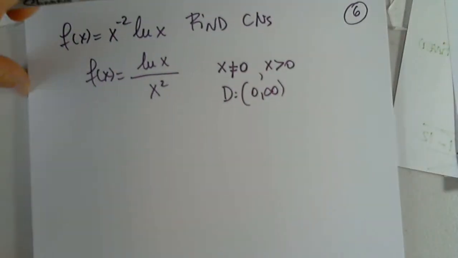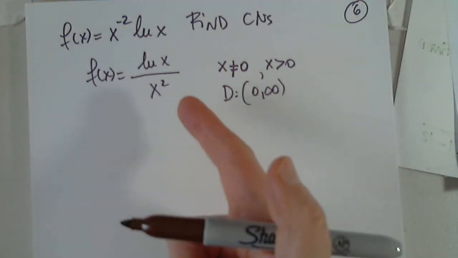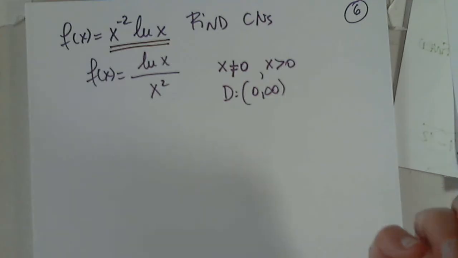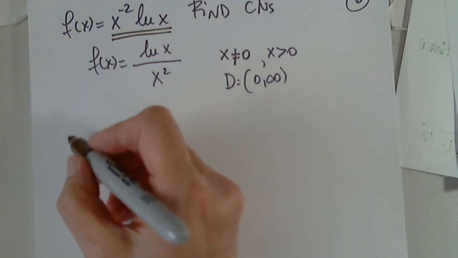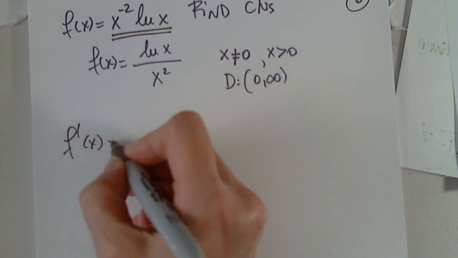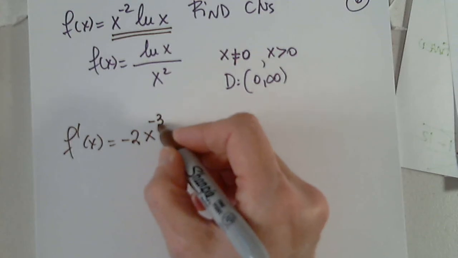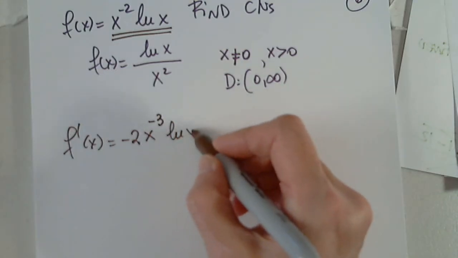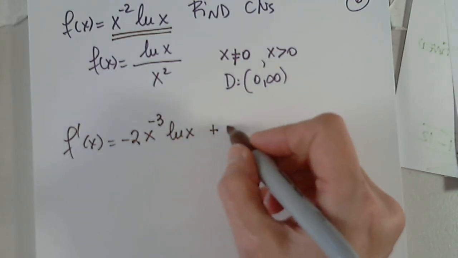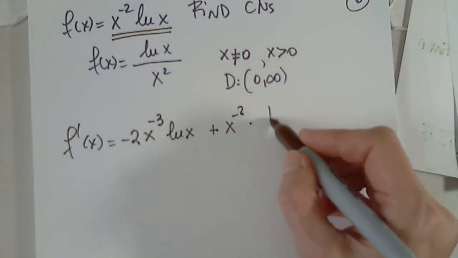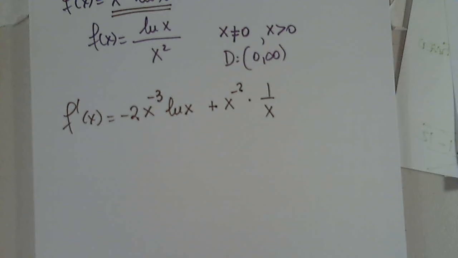Knowing that, now I'm going to differentiate. It doesn't really matter which form, but I will differentiate that. So f prime of x, I bring down -2, I subtract 1 from the power, and I multiply by natural log, and then plus x to -2, and I differentiate the second function, which is 1 over x.